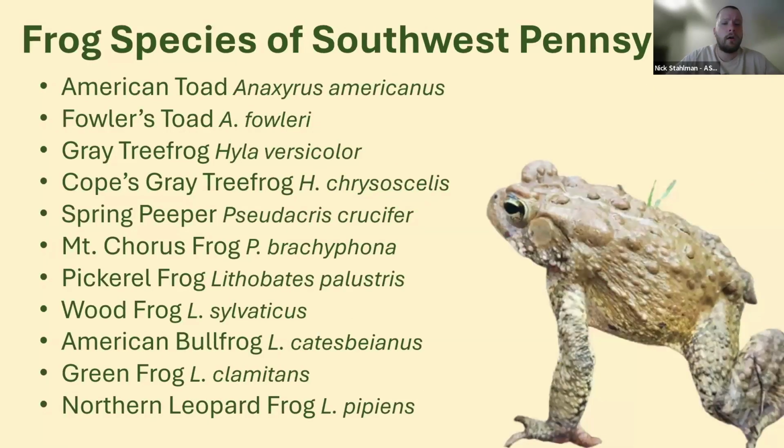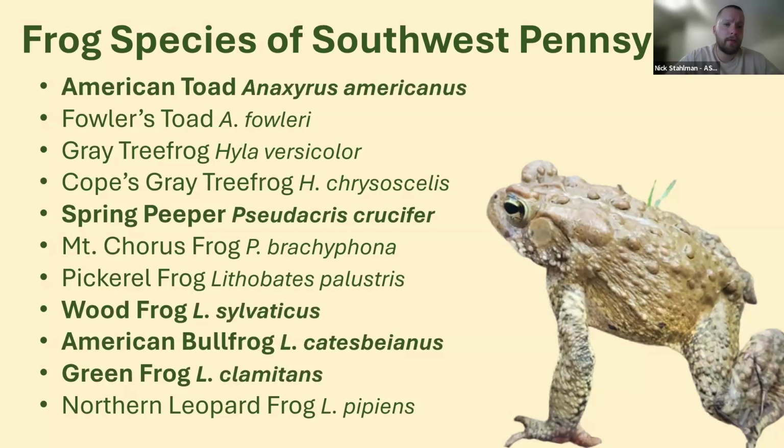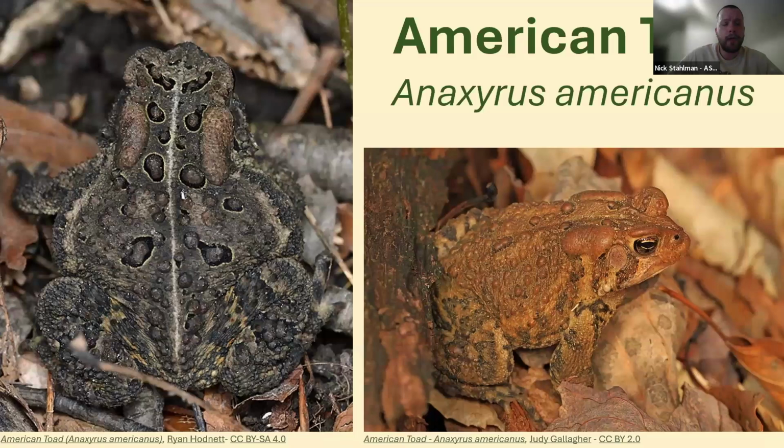These are the species based on the current PARS survey results. These are the species that you're likely to find in Southwest PA. And in particular, we're going to be talking about 5 of them. These are the 5 most common based on the PARS survey currently. Up first, we have the American toad, Anaxyrus americanus.